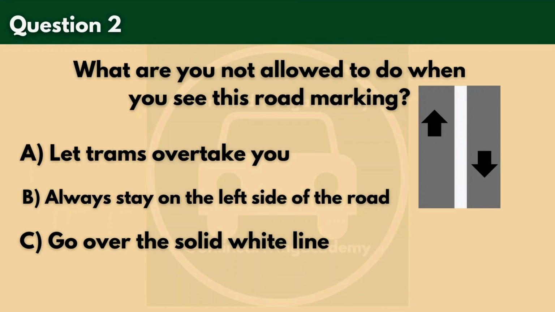So option A, let trams overtake you. Obviously, it doesn't mention anything about trams, so it cannot be option A. Is it B, always stay on the left side of the road? Obviously, that would be something that you have to do, but that's not something that you're not allowed to do, right? So is it option C, go over the solid white line? That is correct because you're not allowed to go over the solid white line. Read the question very carefully, otherwise it can catch you out.